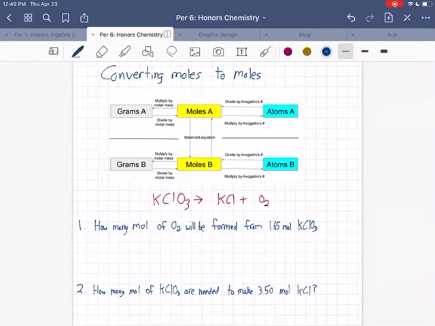Okay, so this week we're going to look at how to convert from moles to moles. This is going to be talking about two different molecules though. So if we have a certain number of moles of molecule A and a certain number of moles of molecule B, there is going to be a ratio between them. And we find that ratio in our balanced chemical equation.